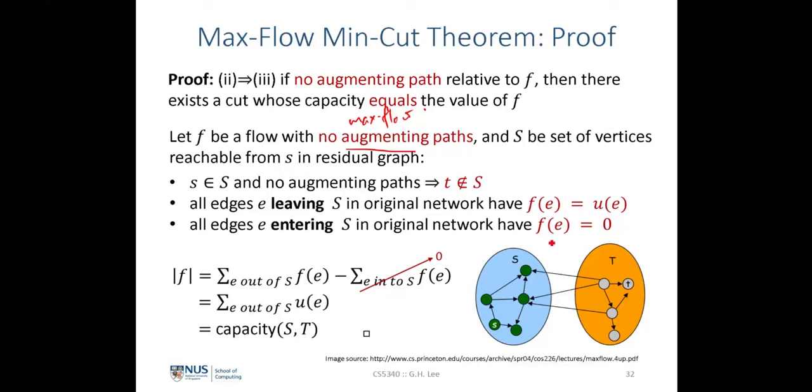As I mentioned earlier, we are going to partition this into two sets, which is S and T. And we'll define capital S to be the set of nodes that contains the source node. Since we have defined the source to be in the set S, and there's no more augmenting path from the source to the sink, this means that the sink node cannot be in the set of S, since there's no more augmenting path that exists in this graph.